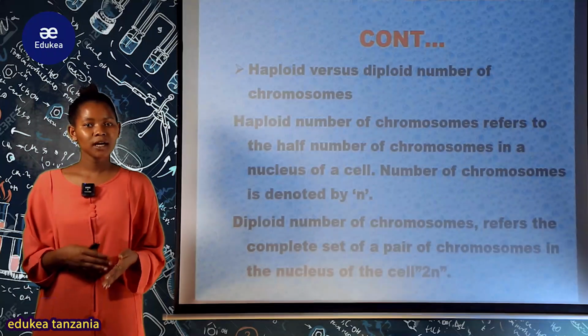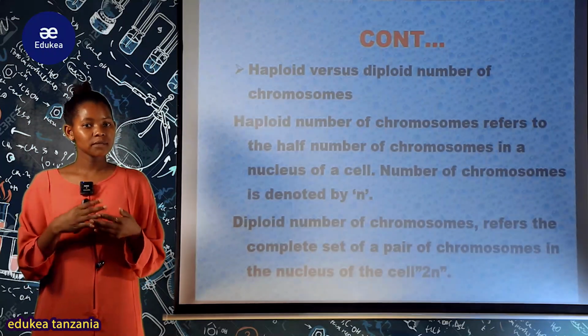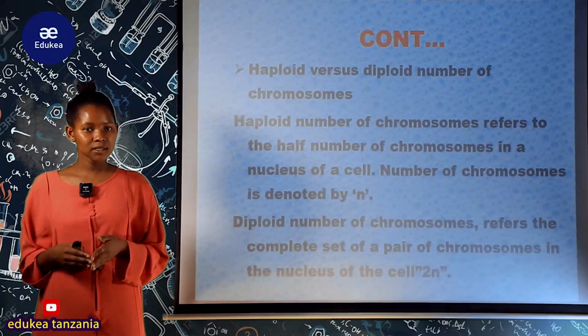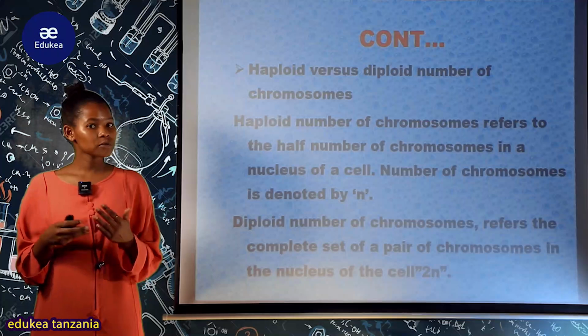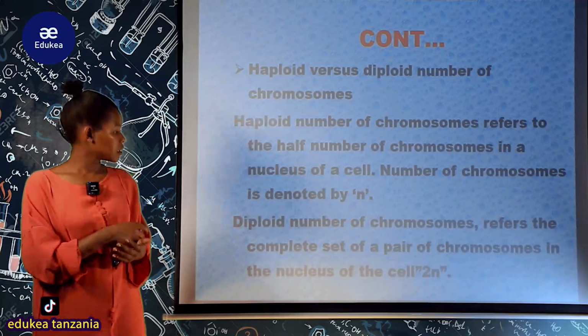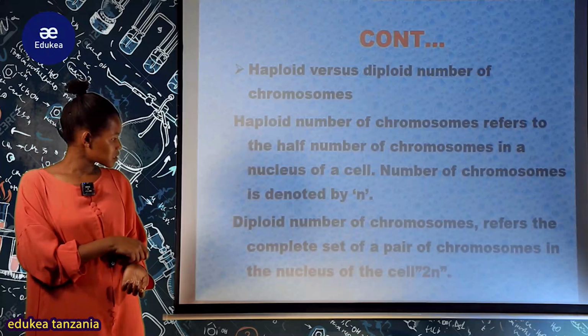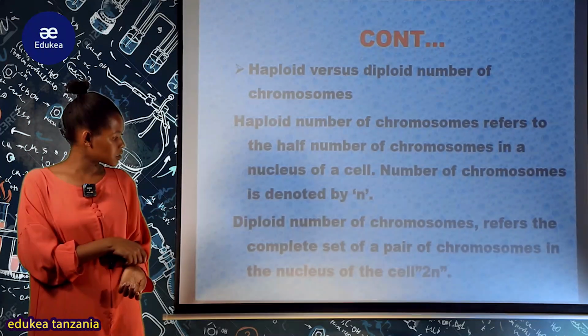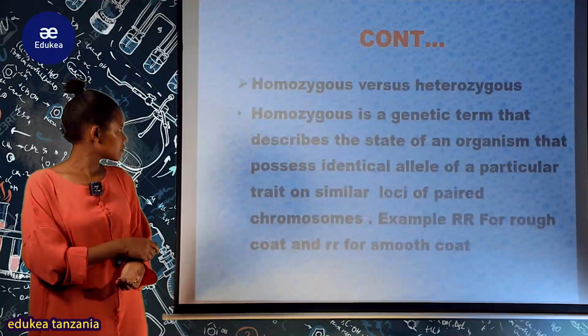When we say haploid, it is half the number of chromosomes, denoted by the letter N. And when we talk about diploid, it is denoted by 2N, which is the complete set of a pair of chromosomes in the nucleus of the cell, which we call 2N.